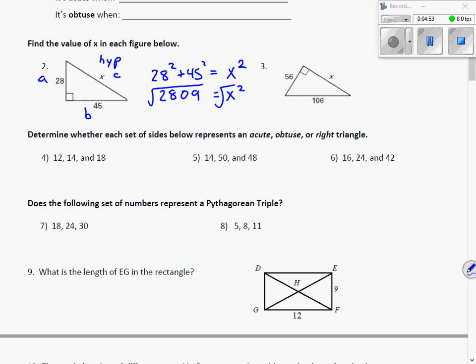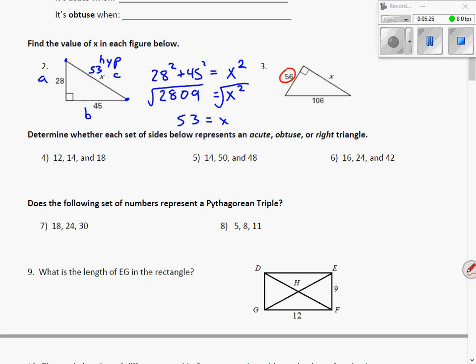And that would give us what? 53. That's this length right here. That's how far it is from that point to that point. And that number has to make sense. It has to look logical when you're looking at the triangle. Okay? That was the left foot. Let's look at number 3.